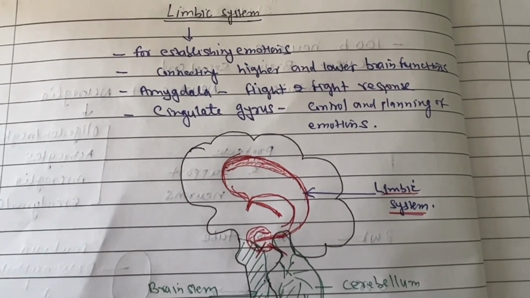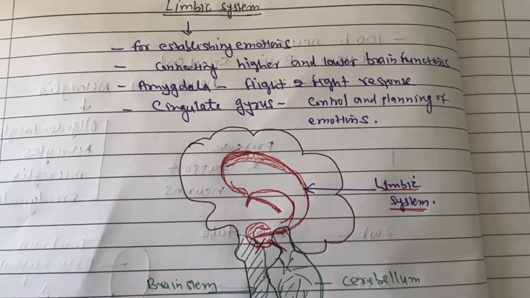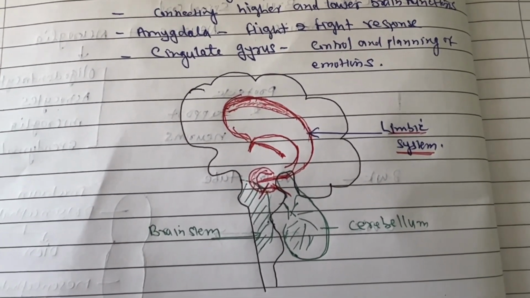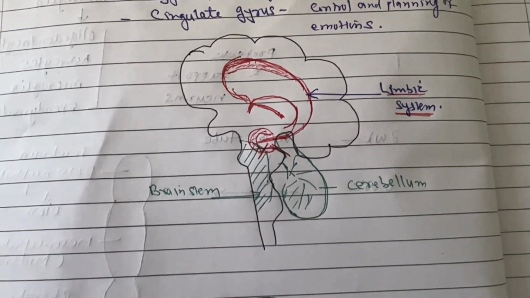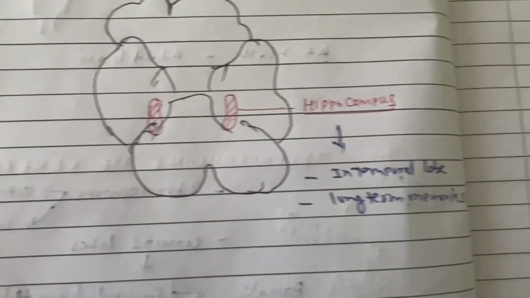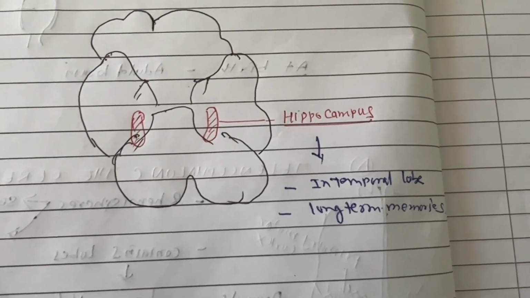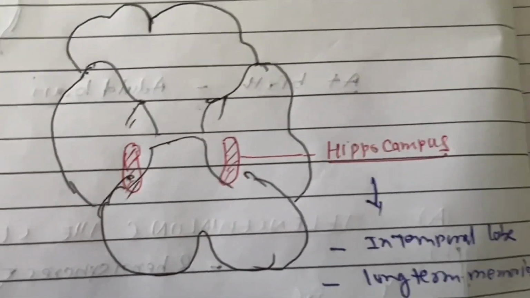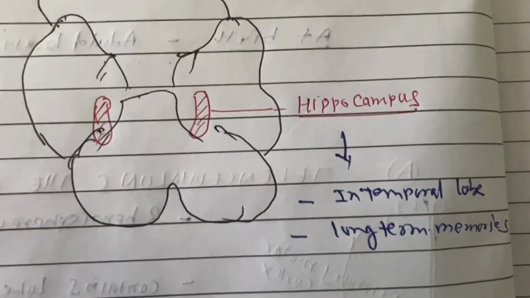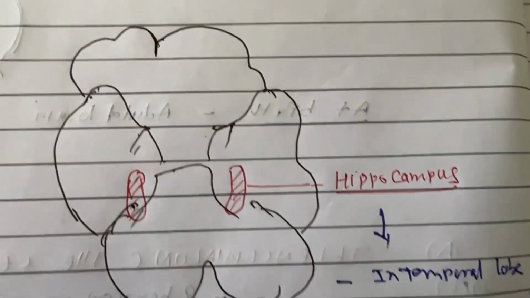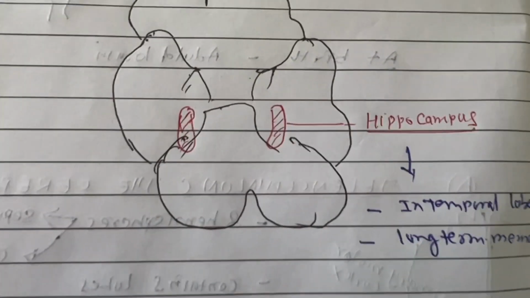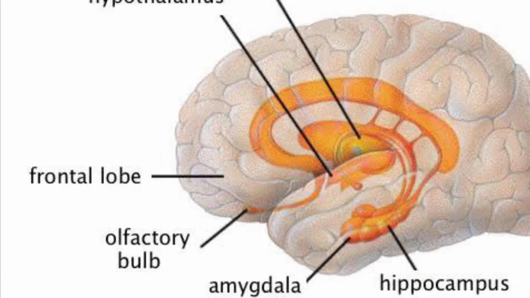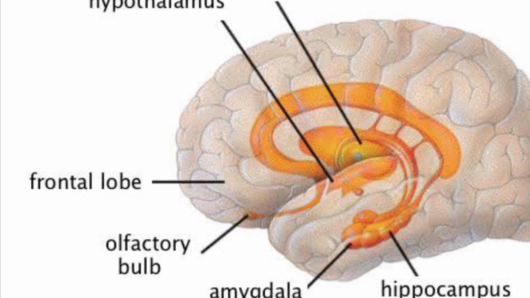The limbic system is the main control of emotions and the fight-or-flight response, and contains the amygdala. The amygdala's function is the fight-or-flight response, and the cingulate gyrus controls and plans the emotions. The limbic system also has the hippocampus, which is a shoe-shaped structure in both temporal lobes, and its main function is to maintain long-term memory. So long-term memory is contained in the limbic system's hippocampi.